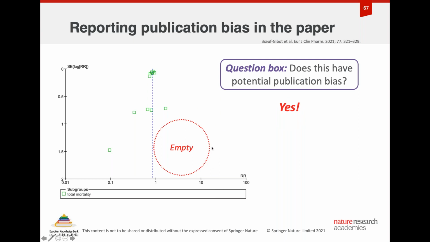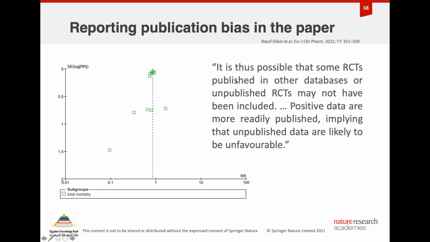Again, usually to the side, suggesting negative studies with low variance were not found. And probability says there should be at least a few there. So now these authors need to really clarify that there is a potential publication bias in their study. And that's what they go on to do.